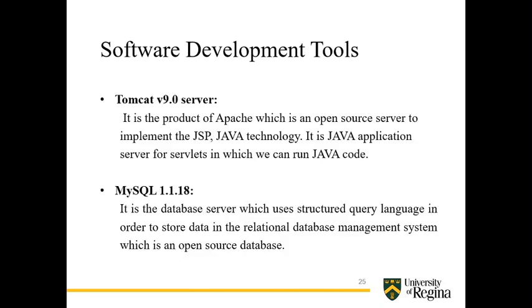There are more too as well. Second is Tomcat server, which is an application server, and it is a product of Apache, which is an open source server to implement the JSP or Java technology. It is a Java application server for servlets in which we can run Java code. Thirdly, the database we used is MySQL 1.1.18, which is also a latest version.